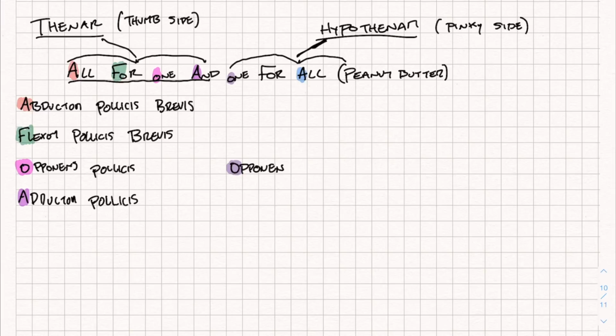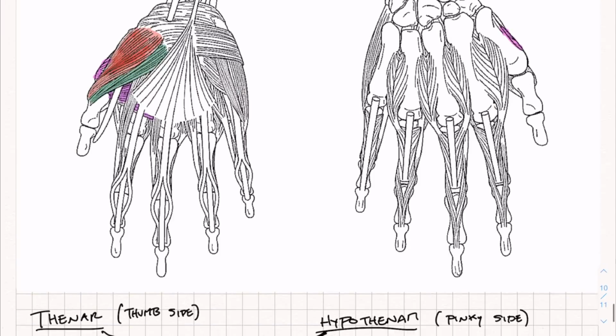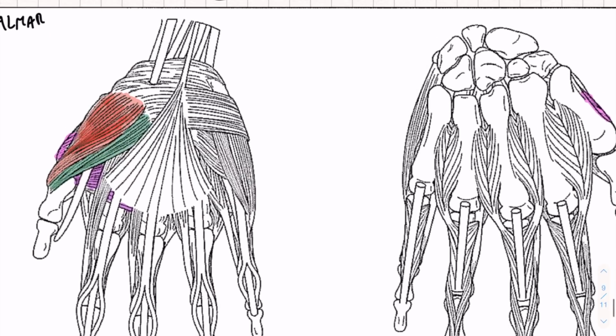And now we're on the pinky side, so for pinky we say digiti minimi. So opponens digiti minimi for little digit. Come up here, you can't see it very well on here, it's this little slip here. But you can see it's covered by two other muscles, so there's a pattern here. You have an abductor, a flexor, and then an opponens deep. We're going to see the same thing here, an abductor, a flexor, and opponens deep. And it's just pretty much a mirror image of itself.